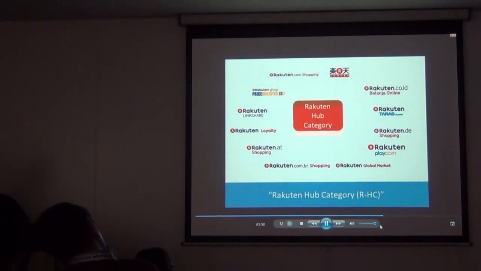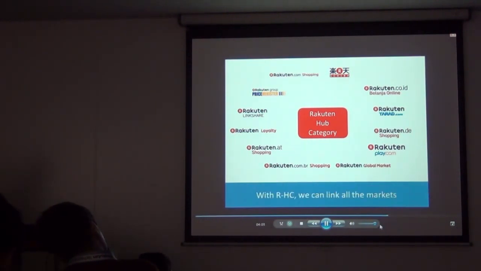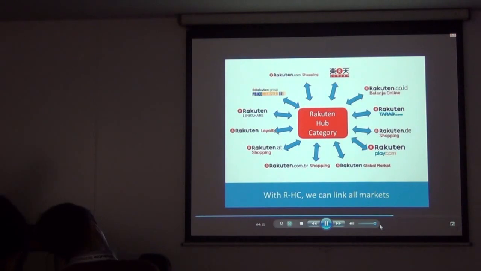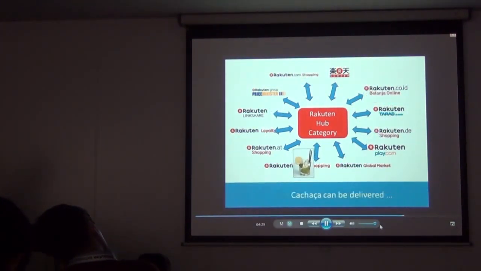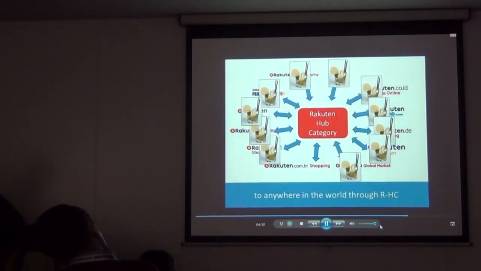So now, we introduce the Rakuten Hub Category System, or RHC. It's basically a hub of different categories from different markets. Using RHC, we can now link all the markets. For example, a watch from France can be easily delivered to anywhere in the world through RHC. And cachaça can be delivered to anywhere in the world through RHC.